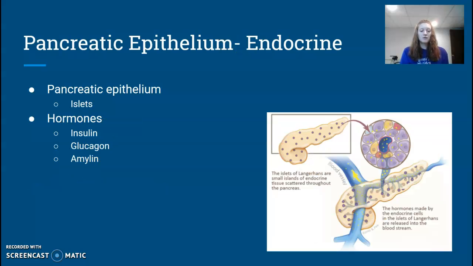The pancreatic endocrine cells are clustered into islets. Most of these cells are beta cells which secrete insulin and amylin, but some are alpha cells which secrete glucagon.